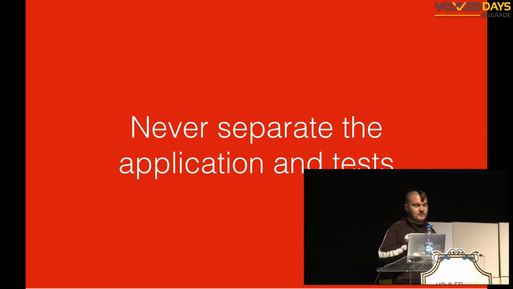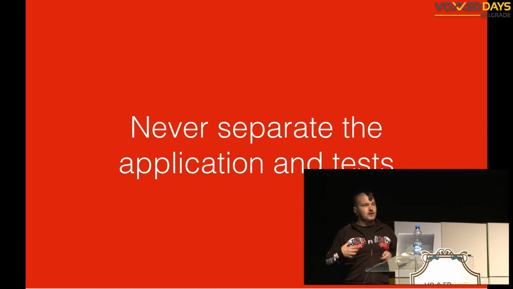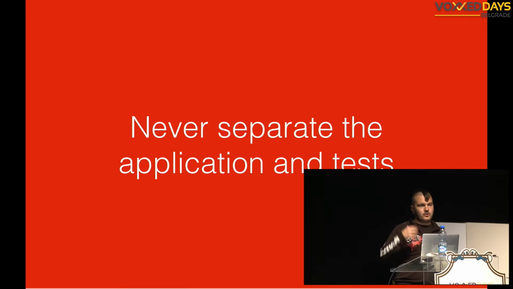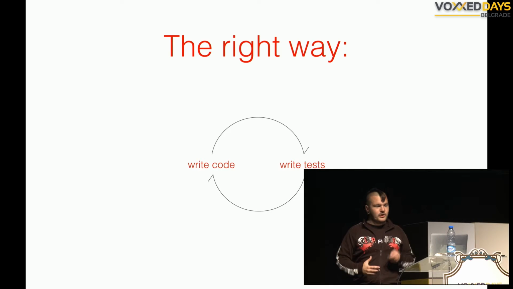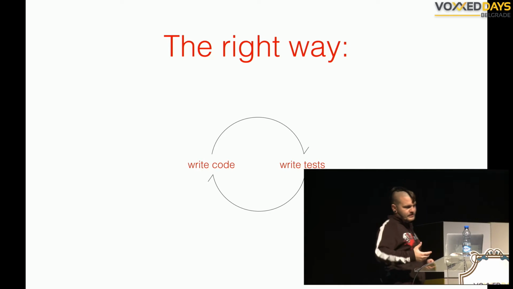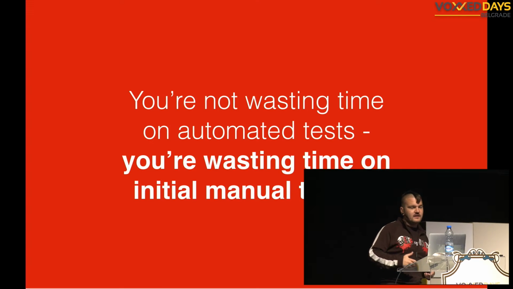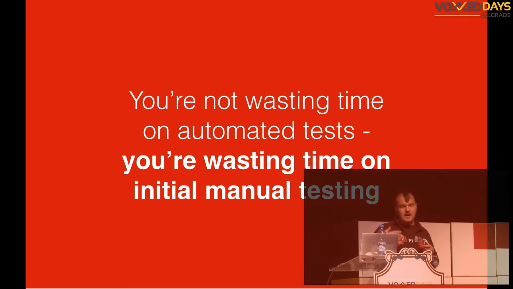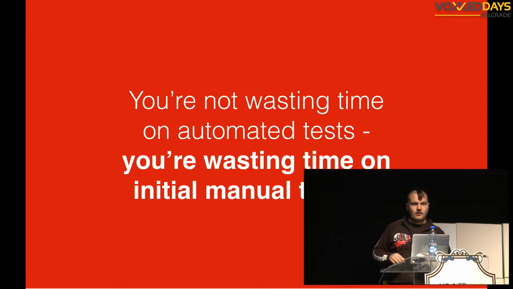My suggestion would be never separate the application and the test code. So your feature is never finished until you write the tests. The better way, or the right way, would be to write code, write tests, write code, write tests, and go in circles with that. As you see from what I kicked out from the previous slide, you're not wasting time on automated tests, you're wasting time on initial manual testing. That is the actual overhead. So just kick it out, don't do it. I mean, sometimes you're going to have to do it for some reasons, but for most of it, just kick it out.